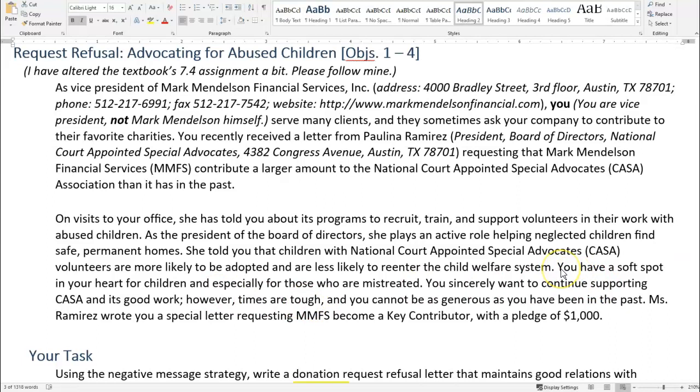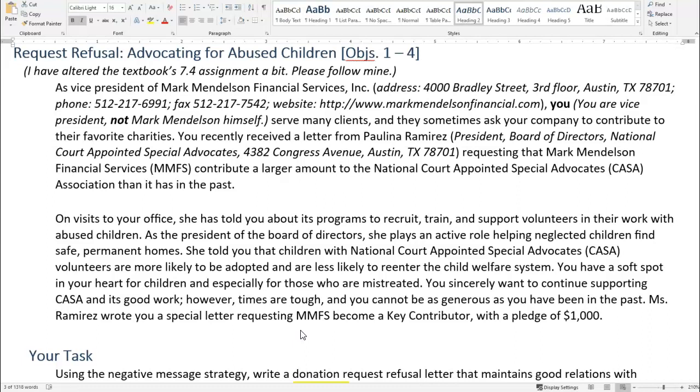Because this idea of a soft spot is not business writing. What you would say is that MMFS admires the work, or better yet, focus on CASA, the court-appointed special advocates, and say something like CASA provides a noble service within the community. So you're telling her that you appreciate it, but you're being focused on CASA. So this is the problem.